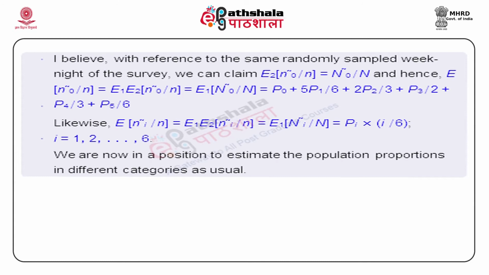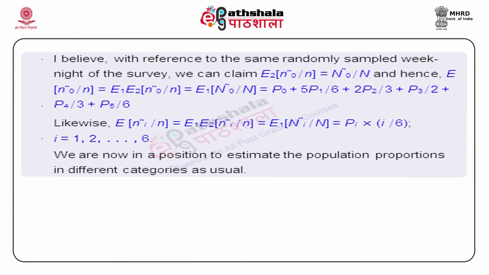Likewise, expectation of ni tilde divided by n is Pi times i by 6, for all i from 1 to 6. We are now in a position to estimate the population proportions in different categories as usual. Whatever we are doing involving capital Ni tilde and capital N, the same thing we do with small ni tilde and small n. So, all it says is that on the day of the survey, do not go for a 100% attempt to contact all the individuals; make a subset.